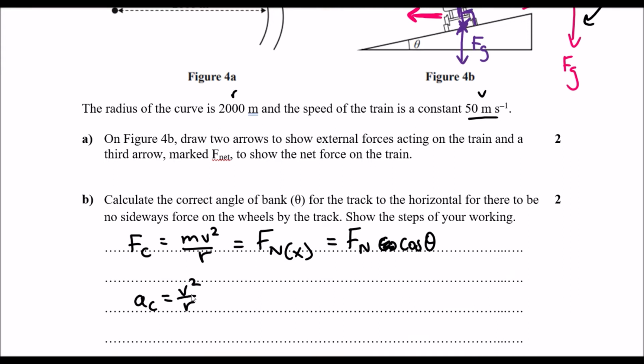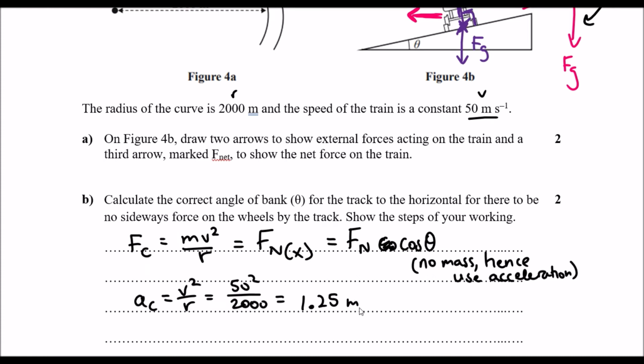So v squared over r, so I'll just write no mass, hence use acceleration. So v is 50, r is 2000. So my value for acceleration is 1.25 meters per second squared. I know the acceleration due to gravity is negative 9.8 meters per second squared.